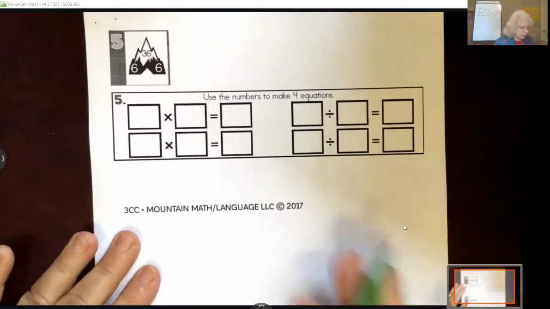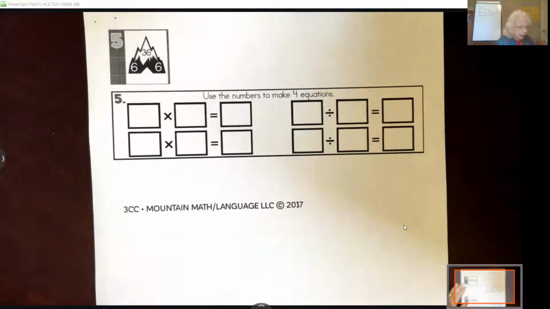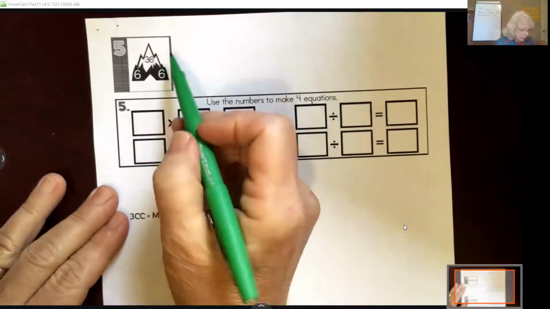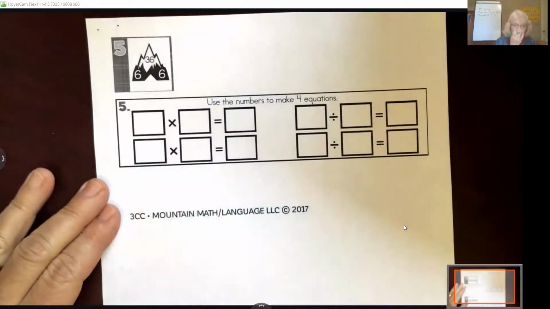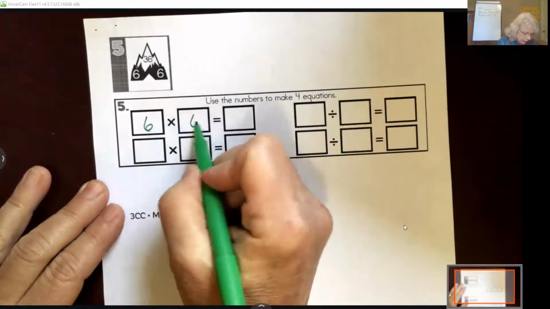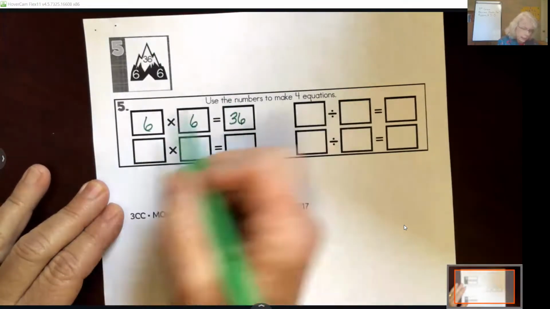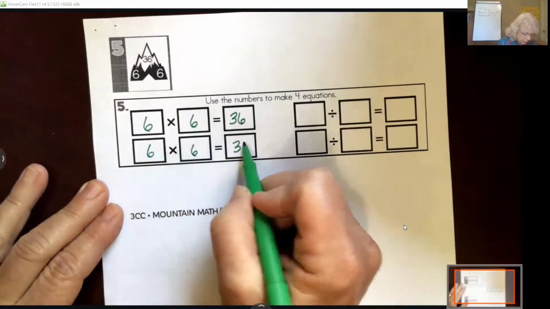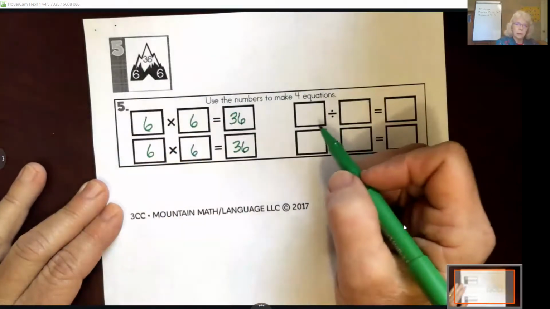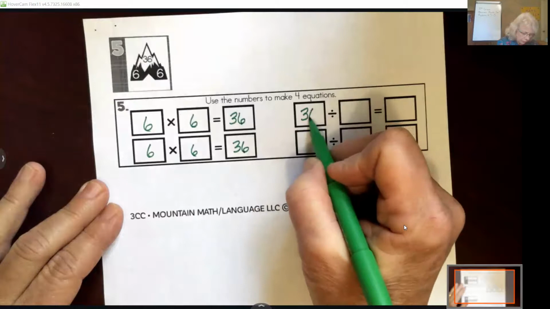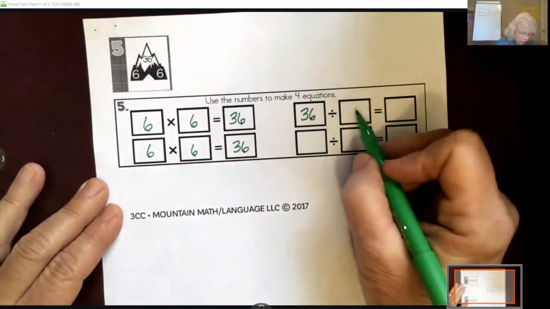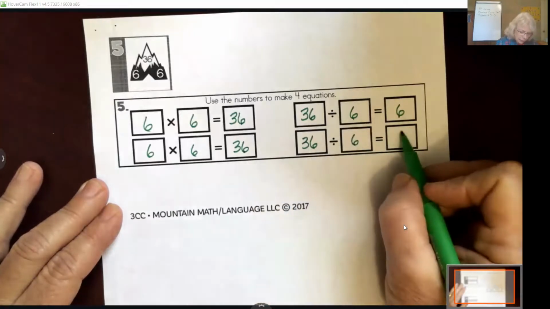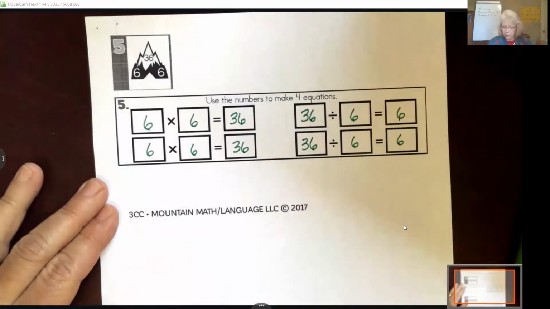Number 5 is a pretty easy one for you today. So this is fact families, and we're making 4 equations from this fact family up here. So first we're going to see 6 times 6 equals 36. And this is a doubles fact for multiplication, so we just repeat it. And for division, we start with our largest number first, which is the total number of items, which we would break apart into 6 groups of 6. And since this is, again, the same number each time, we finish up like that.